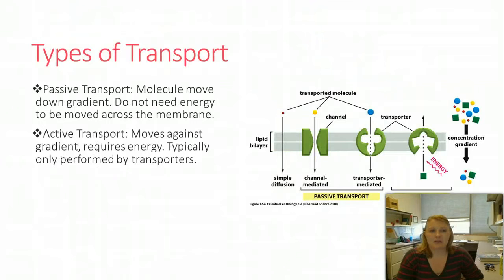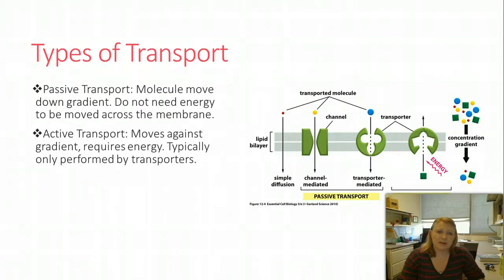So that leads us to the types of transport. How do we get those charged ions and those big molecules across the membrane? Well, we have two main types of transport. We have passive transport, and these are molecules that will just move down the concentration gradient. There's a lot on the one side. It will easily pass through these transporters to the other side through an ion channel or a transporter.